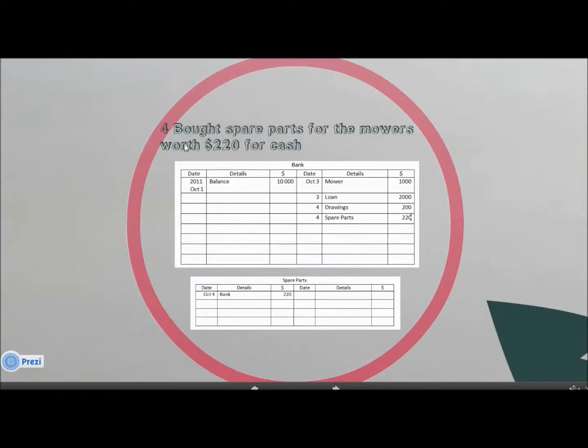The next one is bought spare parts for the movers, 220 for cash. The spare parts is the debit, and the bank is credit, so we put 220 on the credit side, and 220 on the debit side of the spare parts.